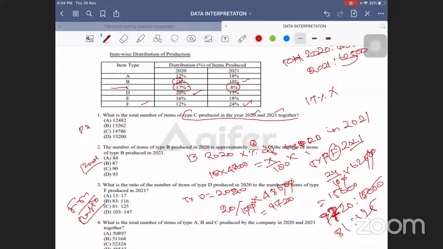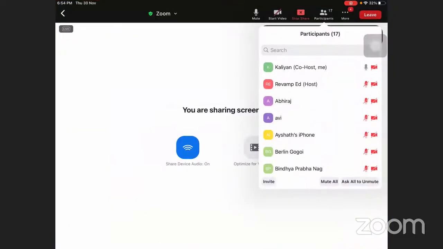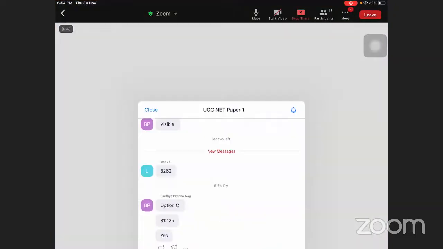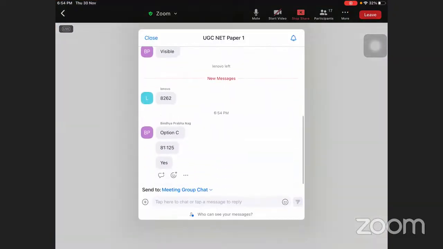So 81 into 120 is 9720, and 125 into 120 is 15,000. So the answer is C. So, clear? Clear? Yes. Yeah, okay.